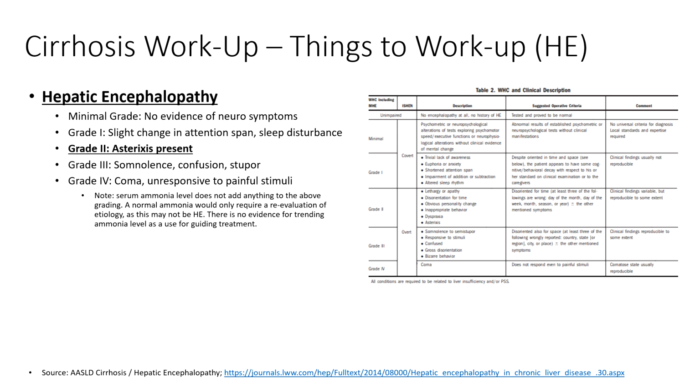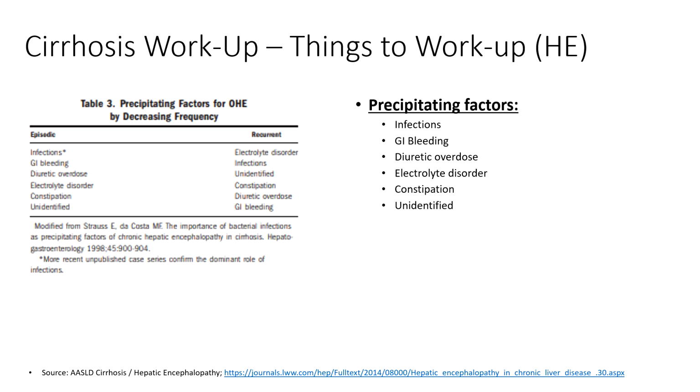Note that the presence of asterixis categorizes HE as grade 2, and grade 3 and above is considered severe HE. It's also important to consider the etiology of the HE, as this may be reversible and preventable, and the reduction of these causes may prevent future HE episodes.